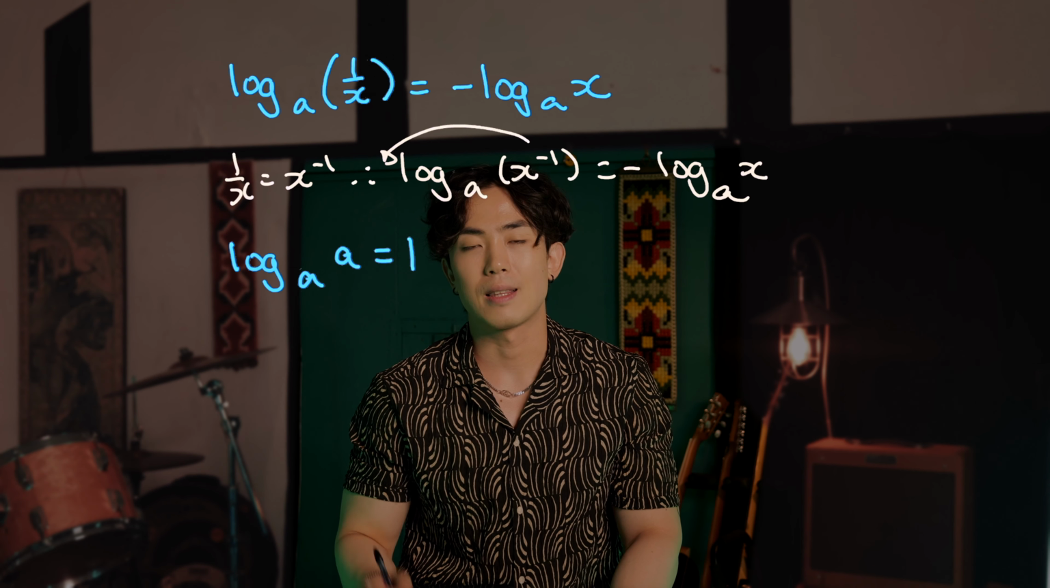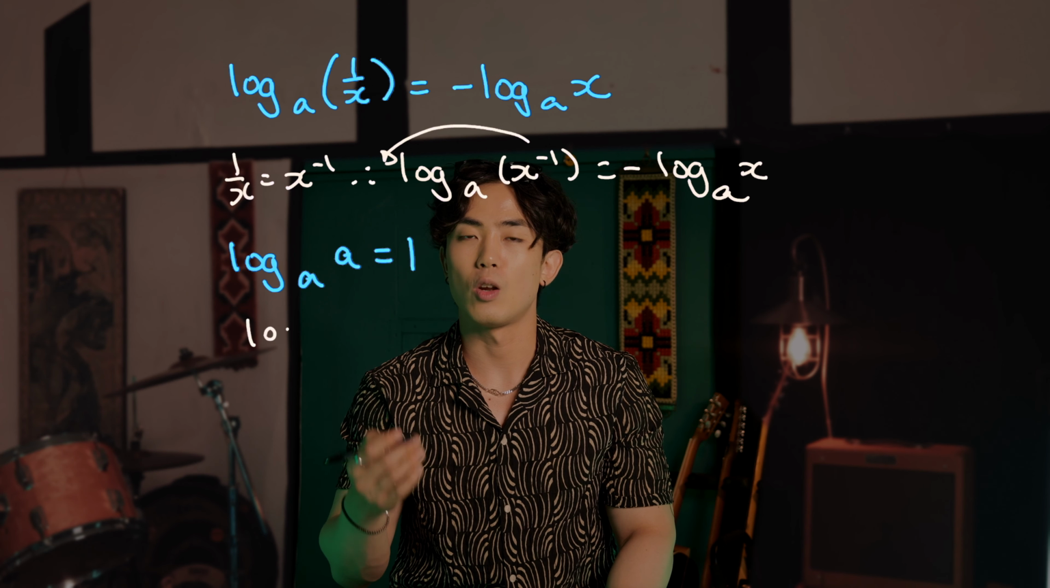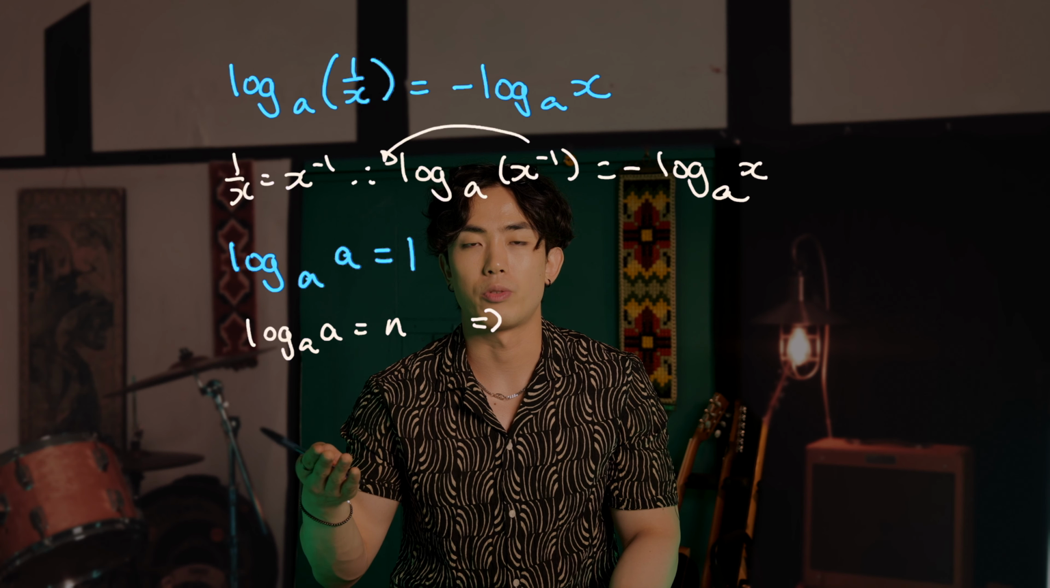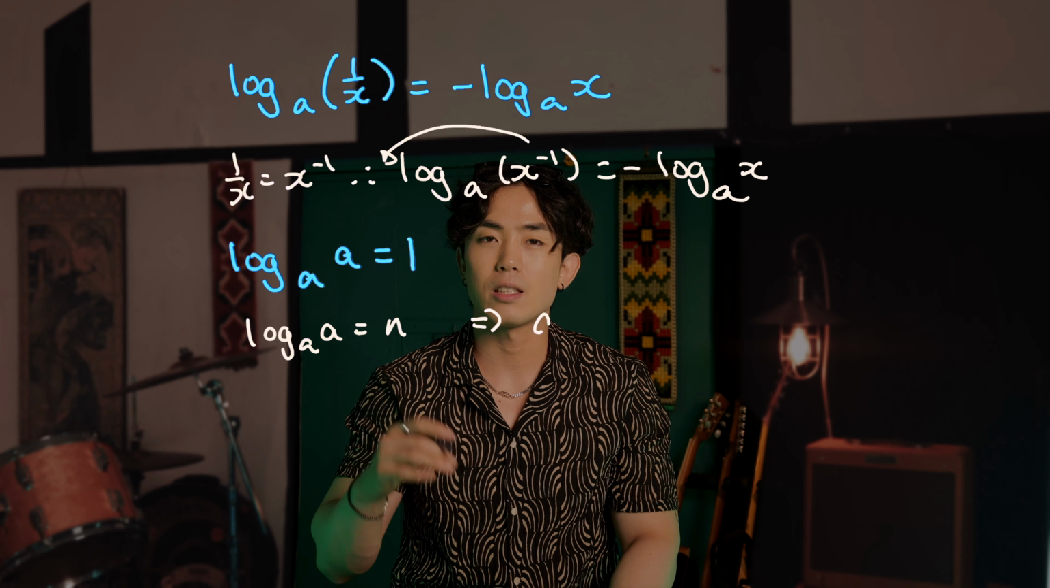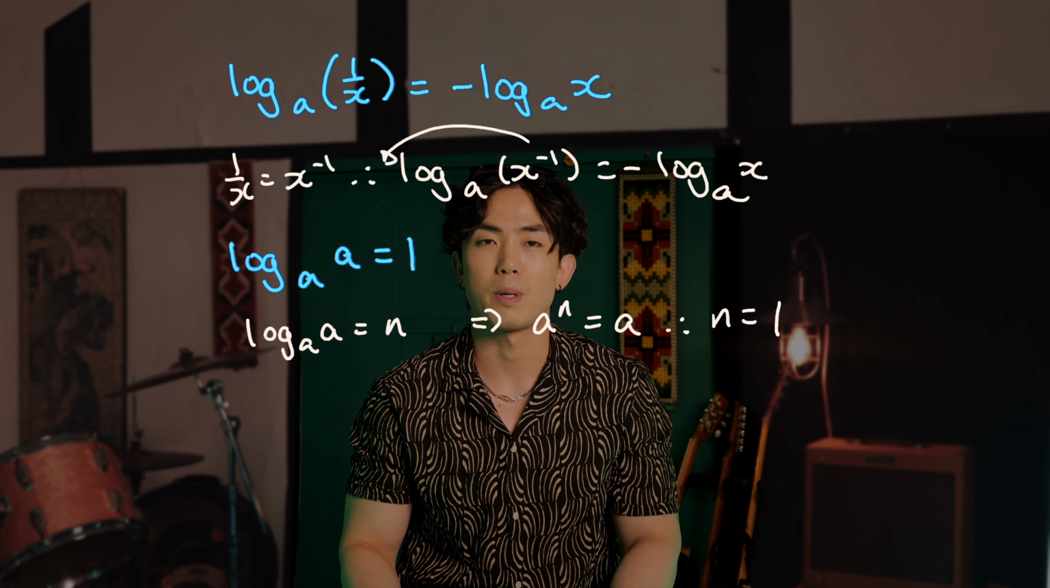The second one is when we have log a to the base a, like the previous example we had earlier, right? That we said was equal to 1. Let's look at why. So let's say log a to the base a is equal to n. And let's transform that back into exponential form. That means we're going to get a to the power of n is equal to a. So n has to be 1. This is the second special case.